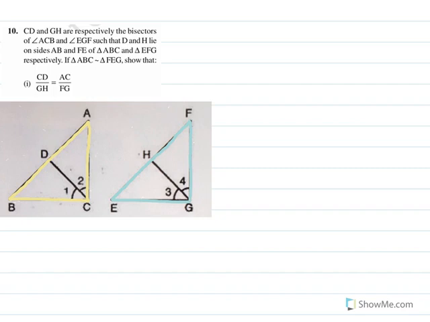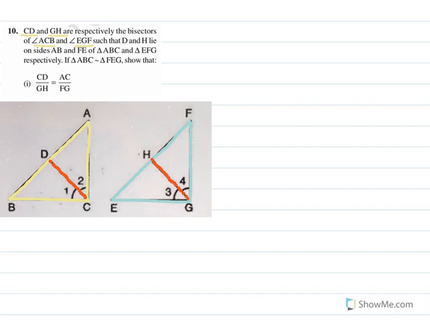So when they say triangles are similar, the corresponding angles must be equal. Then it is given to us CD is the bisector of ACB and GH is the bisector of EGF. Let's mark that. So here is the bisector, which means angle 1 must be equal to angle 2, and here GH is a bisector, so angle 3 equal to angle 4.